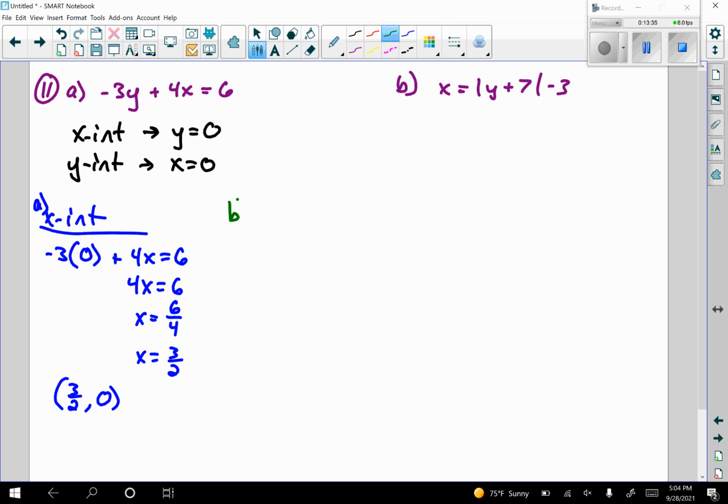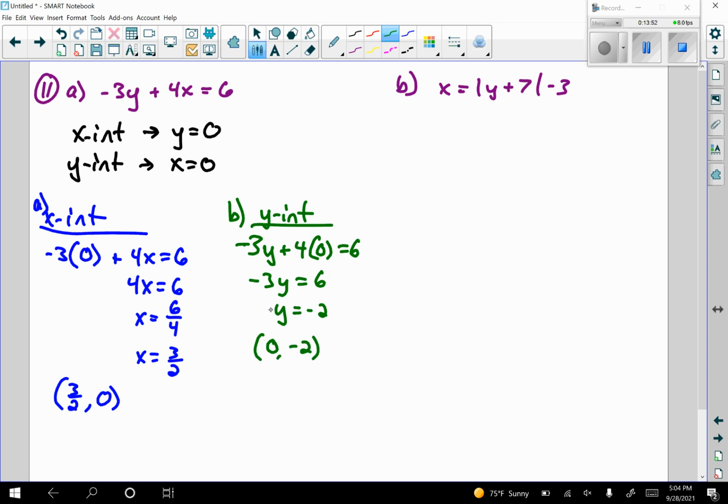For the y-intercept, we'll say negative 3y, then we'll put in 0 for x. So we'll get negative 3y equals 6, y would equal negative 2. So the ordered pair of the y-intercept is 0, negative 2, because 0 goes in for x.